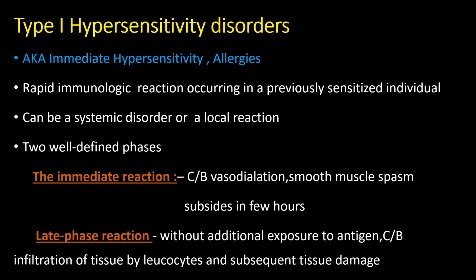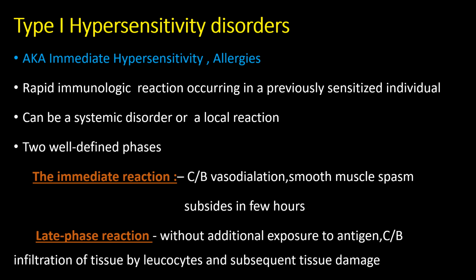In these disorders, there are two well defined phases. The first phase is called the immediate reaction, and it develops within a few minutes to a few hours of exposure to the antigen. In this stage, the person suffers from all the features of vasodilatation and, depending on the organ system involved, smooth muscle spasms and edema. But it subsides in a few hours.